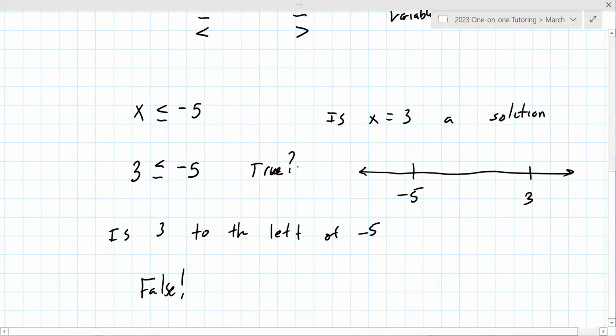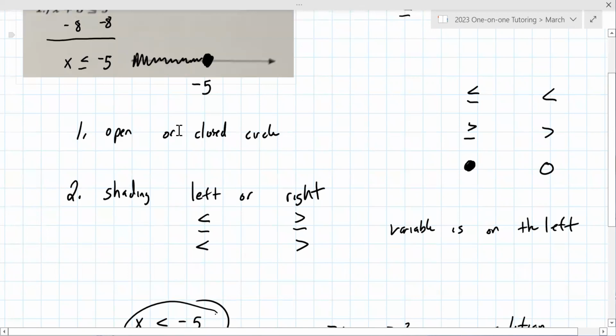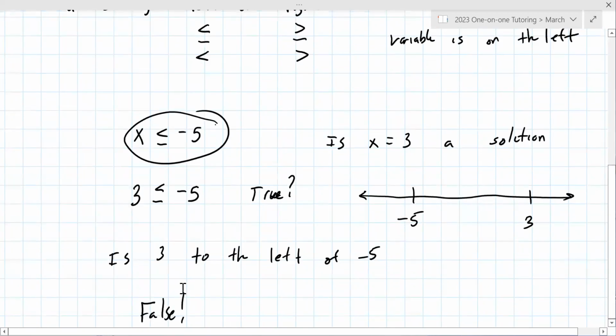And then would the final answer just be true or false? No, the final answer is x less than or equal to -5, the graph of this, and then the word false somewhere. Doesn't seem too hard. Okay, so we're going to do another one like this, and then we'll do number 2, because number 2's got a little added wrinkle to it.